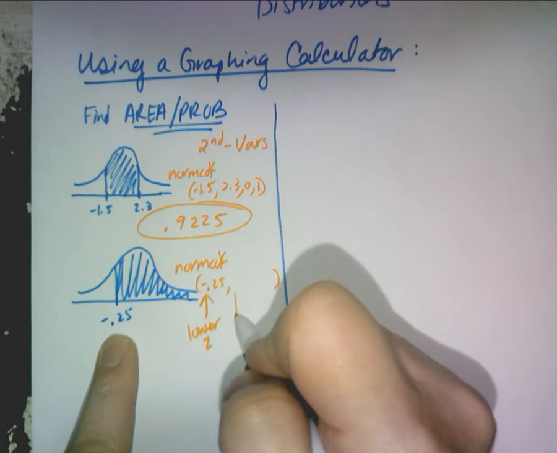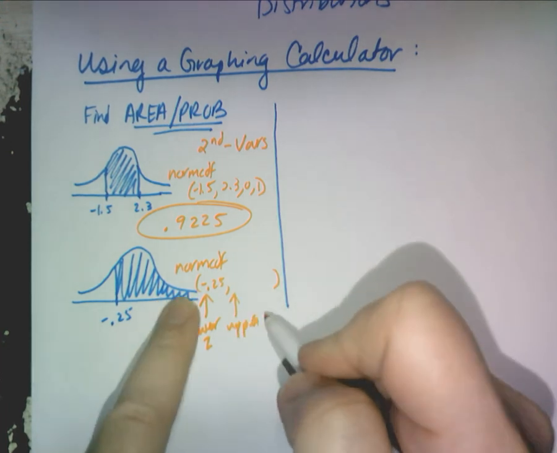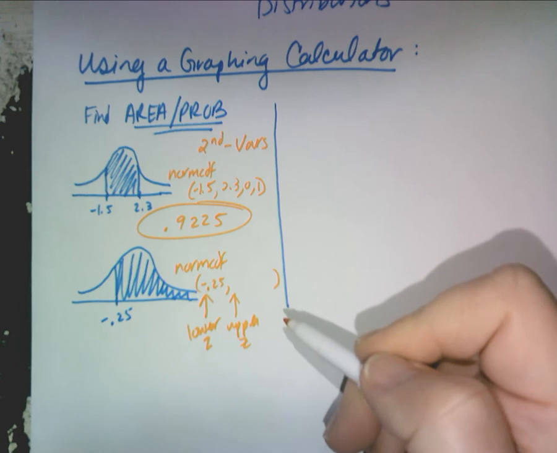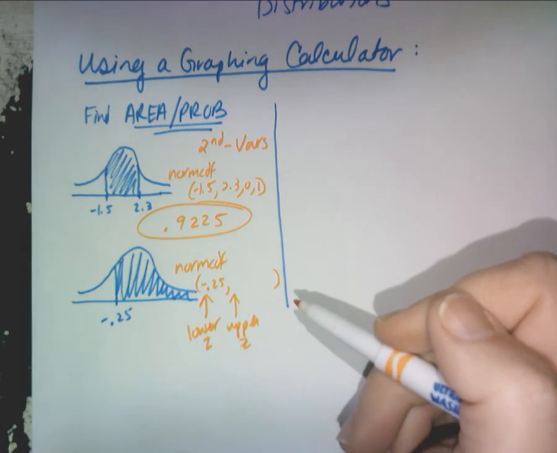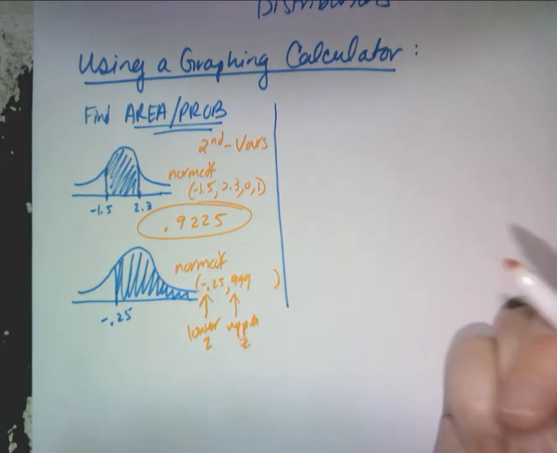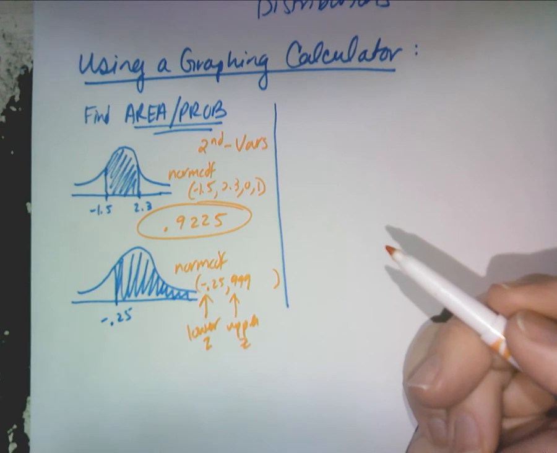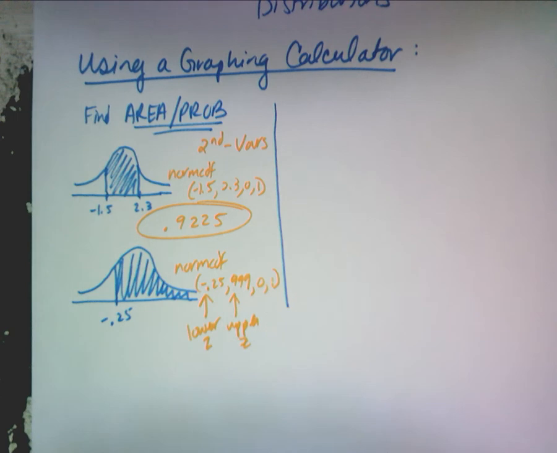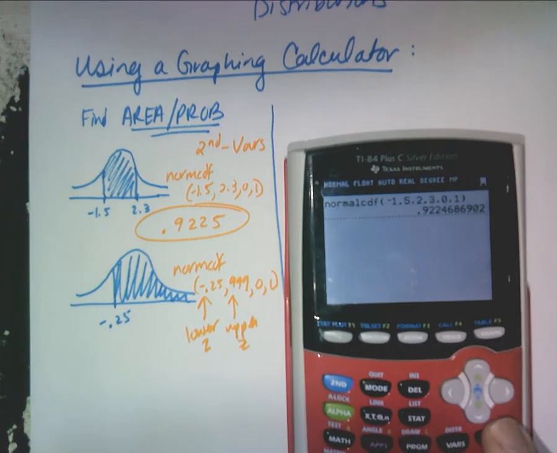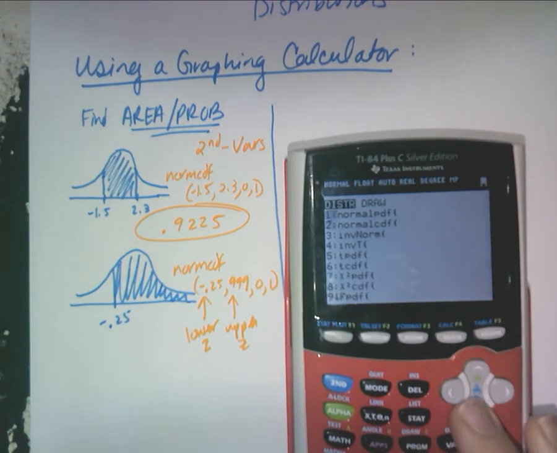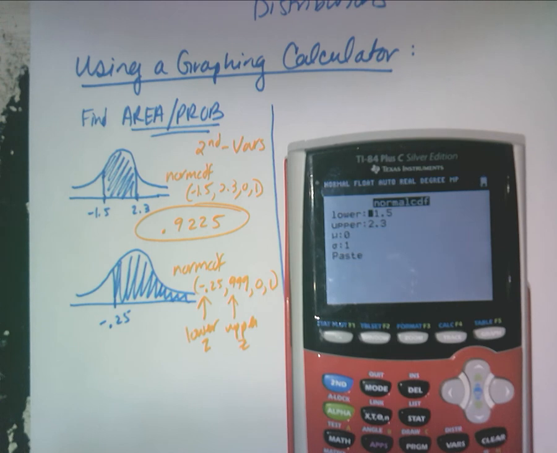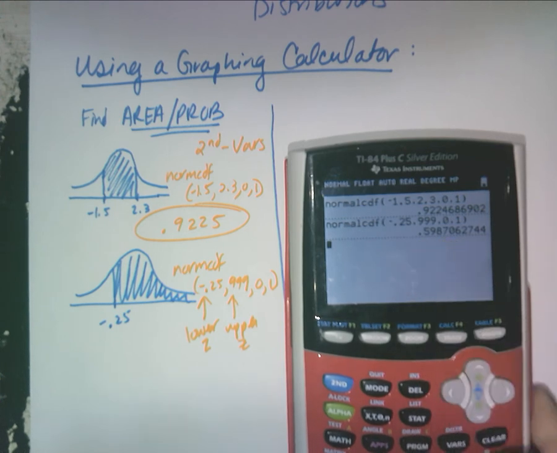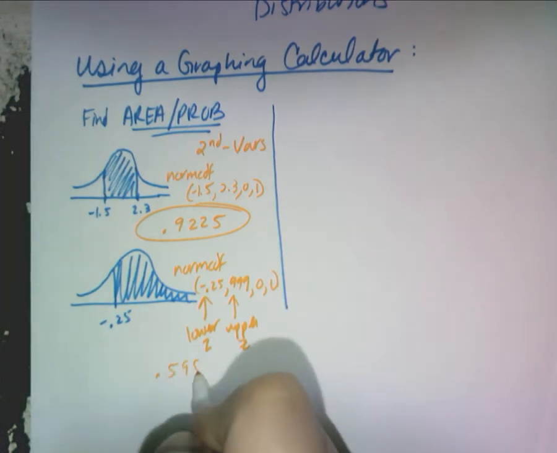The second number is the upper z. Well, if I'm going off into infinity, what do I write? Well, the magic number to write is a very large number. Just write 999. Your mean and your standard deviation, you always end 0, 1. So we're going to do that now. Second norm CDF, negative 0.25, 999, paste, enter, 0.5987. You should always round to that.